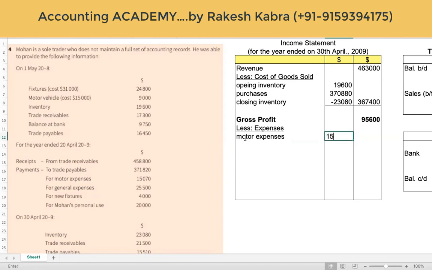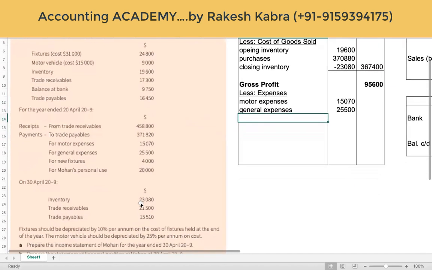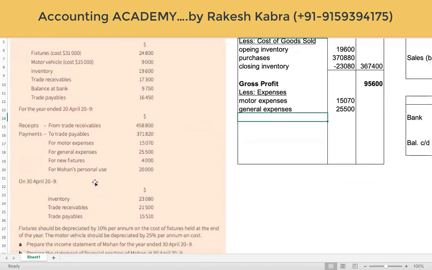How much amount motor expenses? 15,070. There is no adjustment given, right? Next we have general expenses. How much amount? 25,500. Again, there is no adjustment, so same amount I will write here. Next fixtures is an asset, so that will not come. And Mohan's personal use is drawings, nothing to do with expenses, right? One is asset, one is drawing.